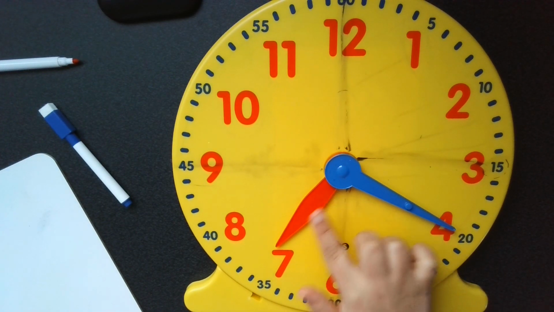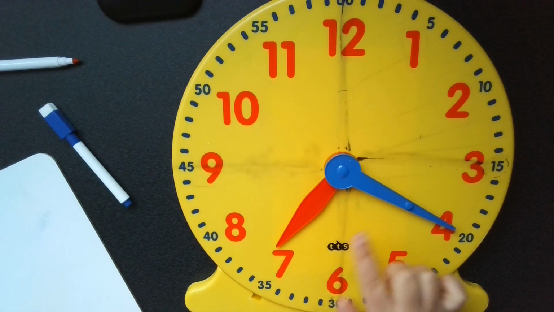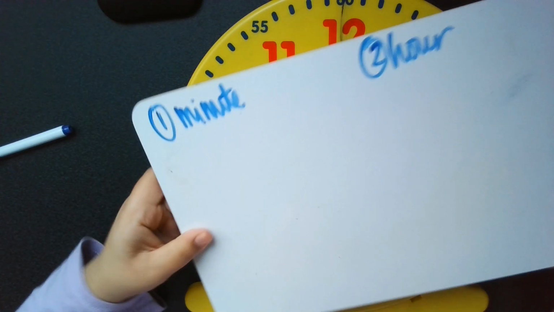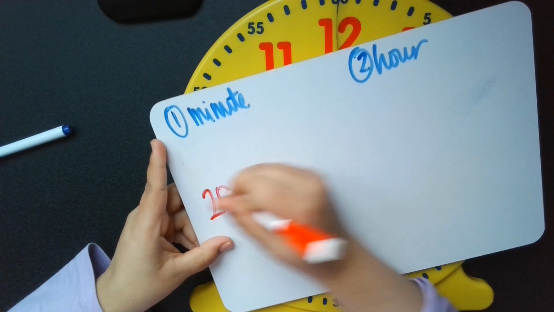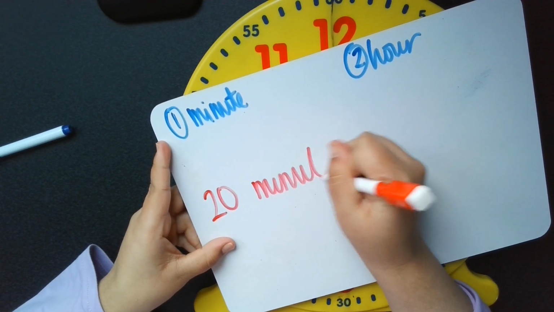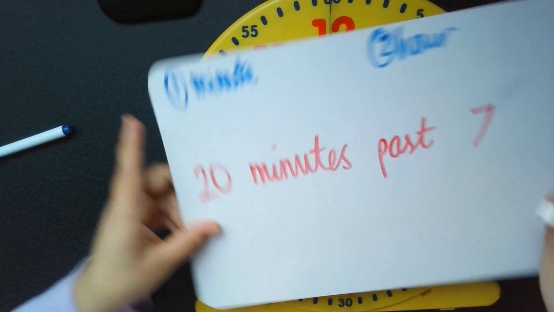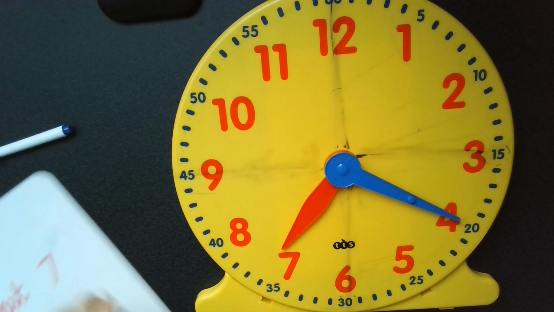Now I look at my hour hand. 7. It is 20 minutes past 7. If you wrote that down and you want to just check you've written it correctly, we would write 20 minutes past 7. Just like that. Well done if you got it.